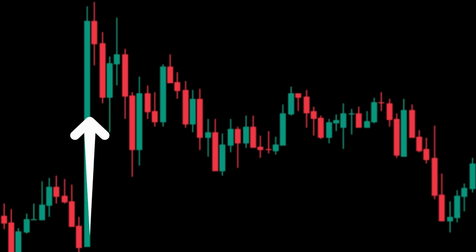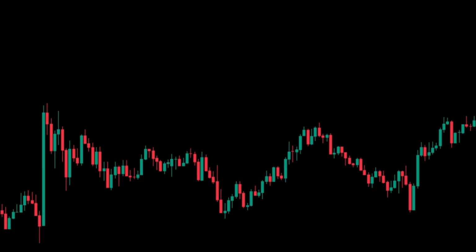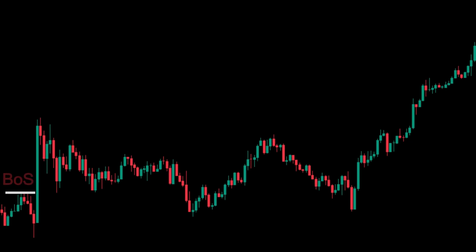In other words, after the formation of the order block, we should see a sharp and rapid movement in price that eventually leads to a market structure break, or the same BOS. Second principle: the order block must have collected liquidity before the move. If you don't have enough information about liquidity, be sure to watch our previous video.